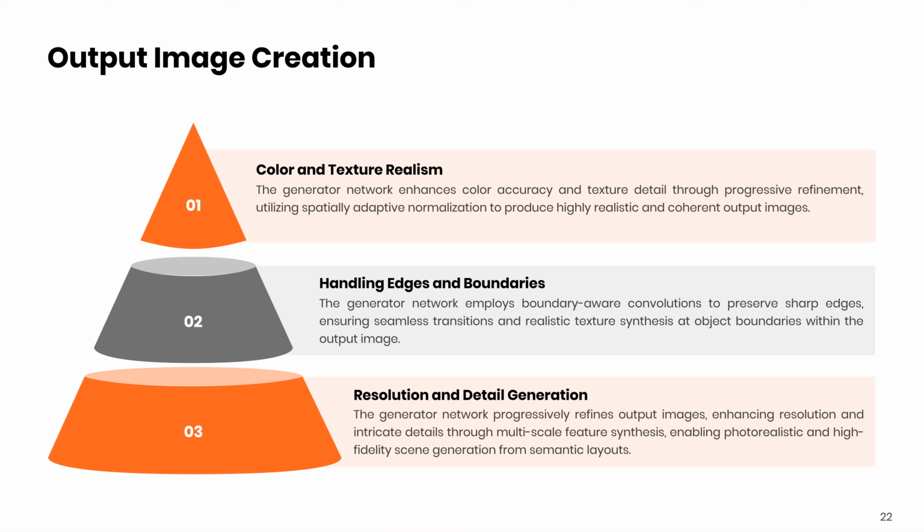Edge-aware upsampling and carefully designed gradient-based losses help ensure that textures do not smear at object boundaries, particularly in cluttered scenes with occlusion and depth variation. Color and texture refinement come next in the pipeline.